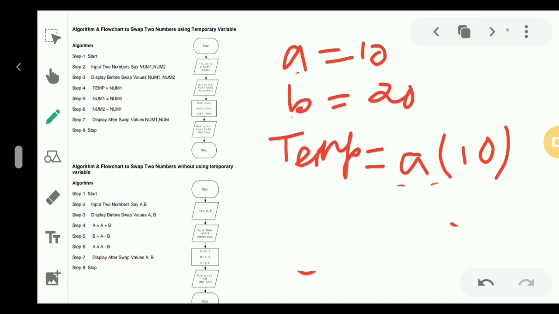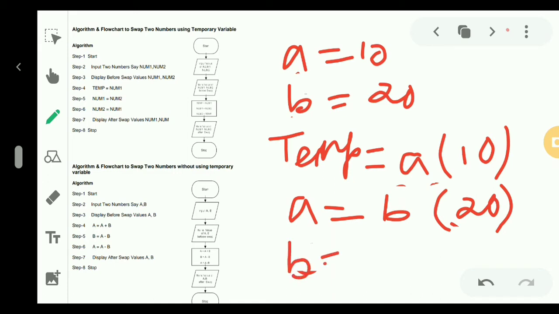Now I am assigning the B value into A. B's value is 20, so A now has the value 20, and the temporary variable still has the value 10. Now in B, I assign the temp variable, that is 10. In this way, A has the value 20 and B has the value 10. As we are using the third variable, the temporary variable, it is easy for the swapping purpose.